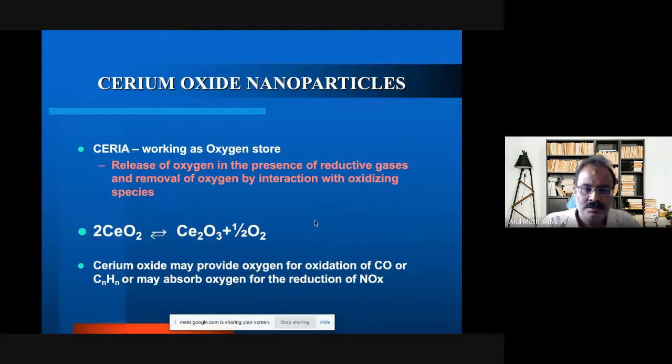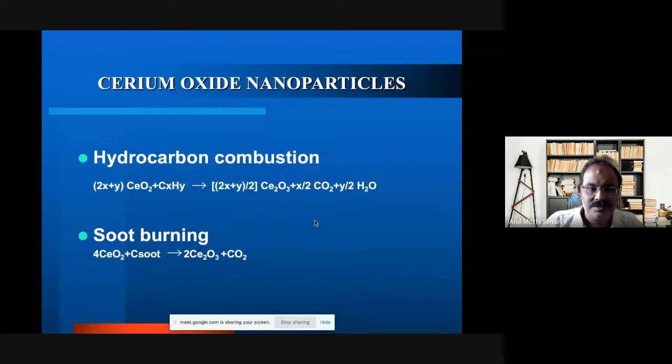Ceria works as an oxygen store, releasing oxygen in the presence of reductive gases and removing oxygen by interaction with oxidizing species. This is very interesting to note: cerium oxide, CeO2, is converted into Ce2O3. Cerium oxide may provide oxygen for oxidation of CO, or it may absorb oxygen for reduction of NOx. We have discussed this. This is about hydrocarbon combustion, giving Ce2O3, CO2 and H2O. Then soot burning gives Ce2O3 and CO2.